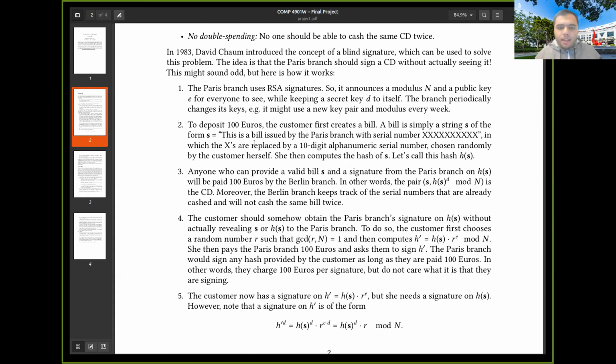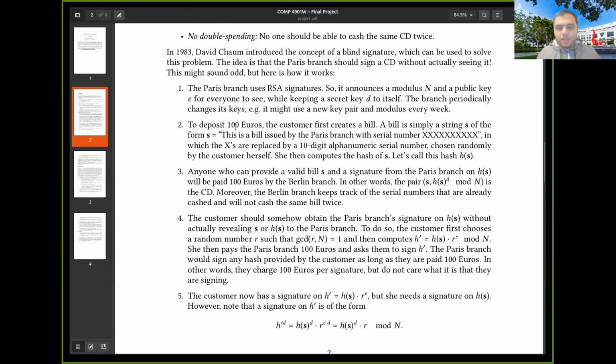But now the problem is that we don't want the deposits to be connected to the withdrawals. So in a sense, when the bank is signing a bill, they shouldn't be able to see the bill. And this is the part that is a bit counterintuitive. So the bank has to sign the bill, but we don't want them to see what they're signing. It seems very weird, but actually it's doable. So how is this possible?